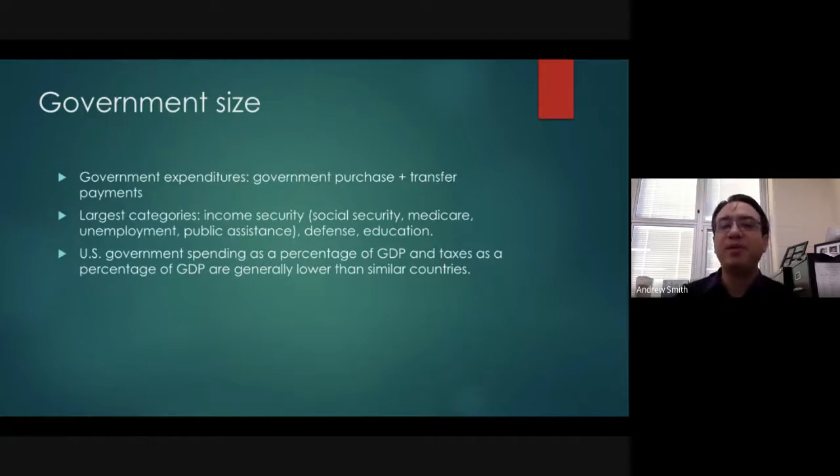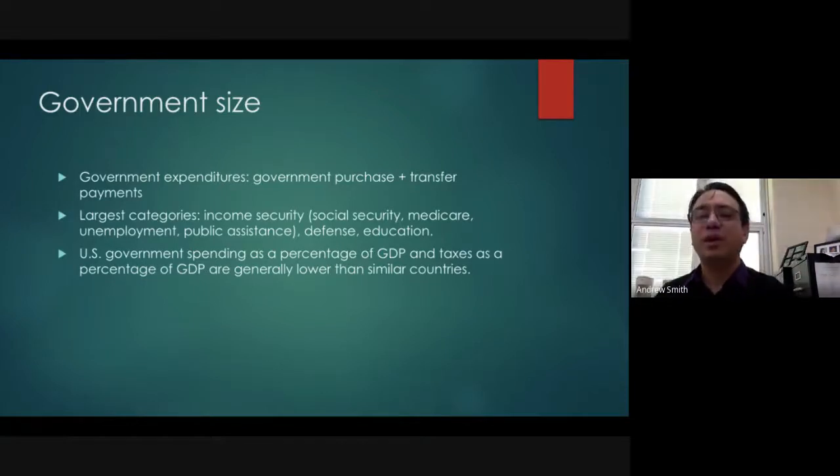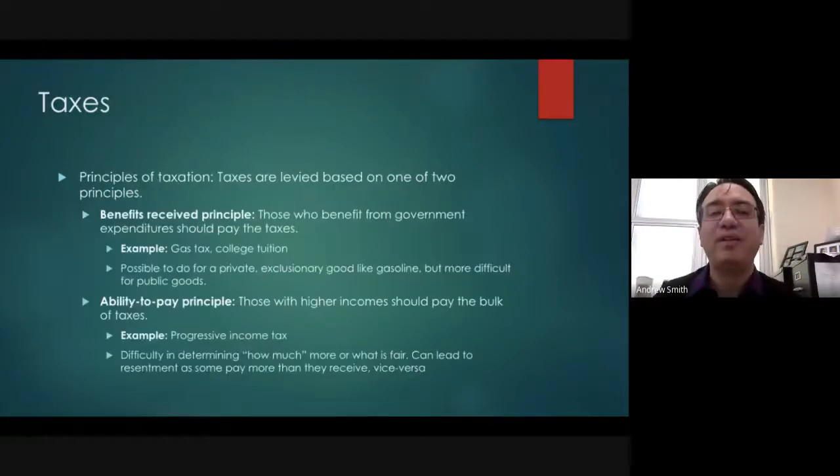But governments, the U.S. government has had a larger and larger and larger percentage of the economy in government spending, but still, compared to similar countries, our government spending as a percentage of GDP and our taxes as a percentage of GDP are significantly lower than they are in other similar countries, although that seems to be changing. So today we're going to focus on taxation, and then we'll focus a little bit more on government spending and what we call public choice theory later on in the week.